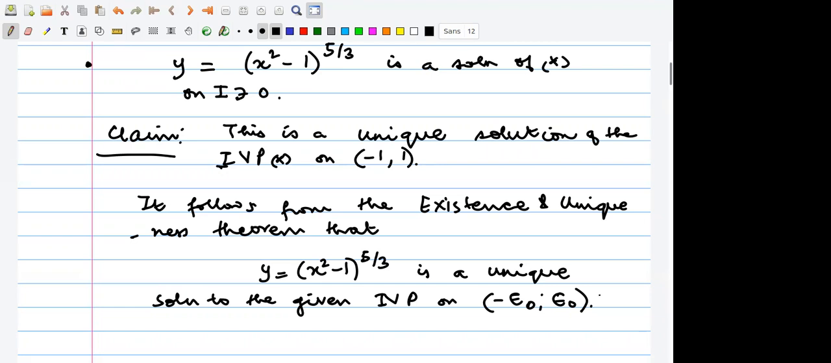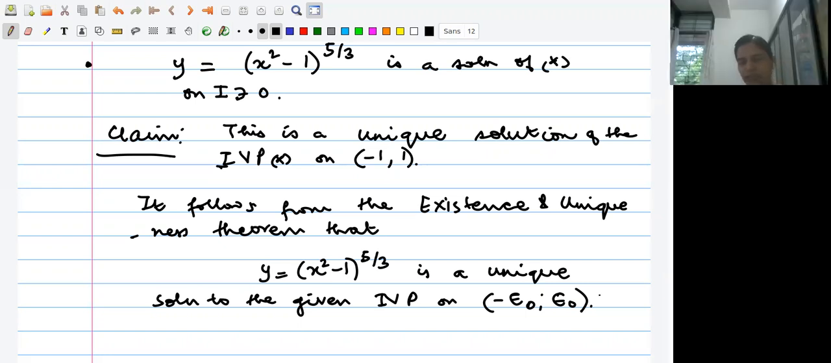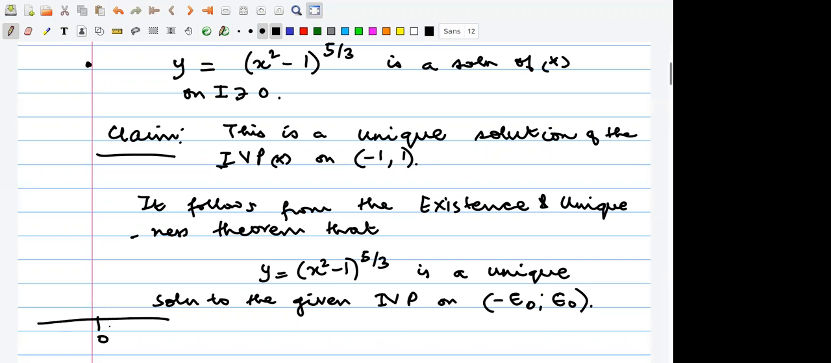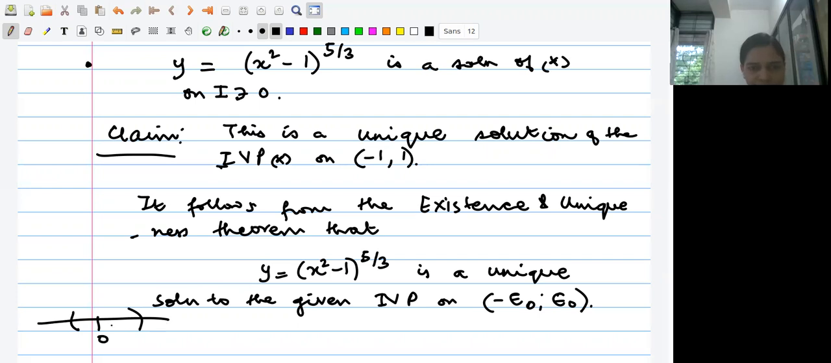Ma'am, the interval may be unsymmetric. It can be anything, so let's say it is not symmetric around the origin. Then you pick epsilon naught smaller, just as an example, so that it becomes symmetric. There is no loss of generality in this assumption. Is that okay?